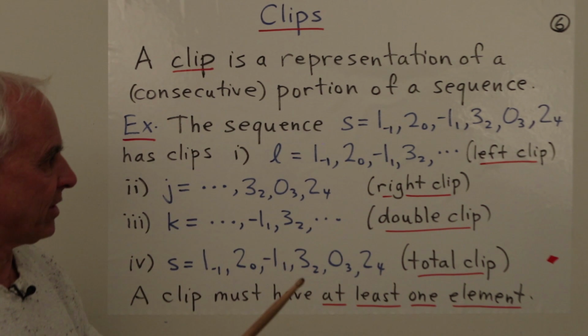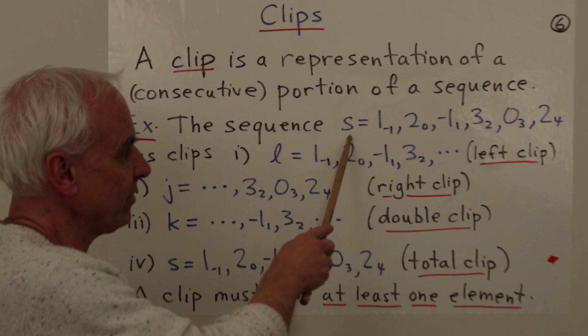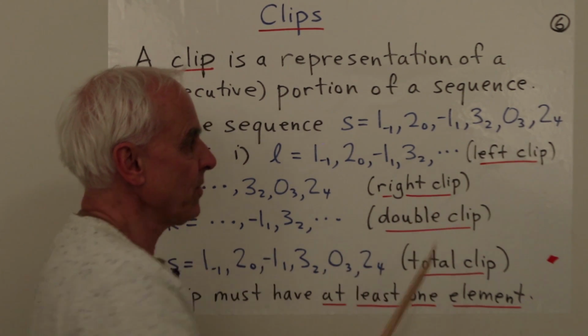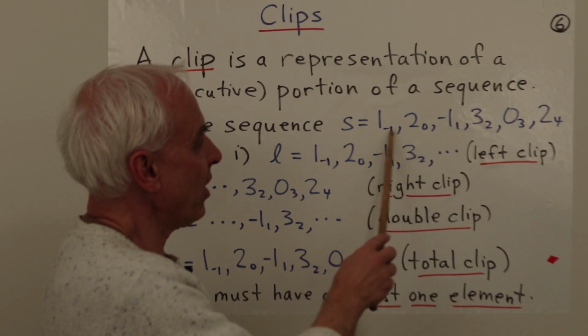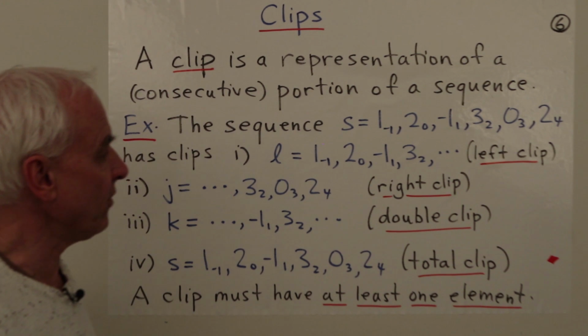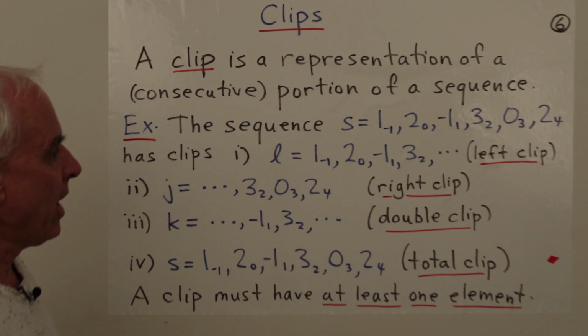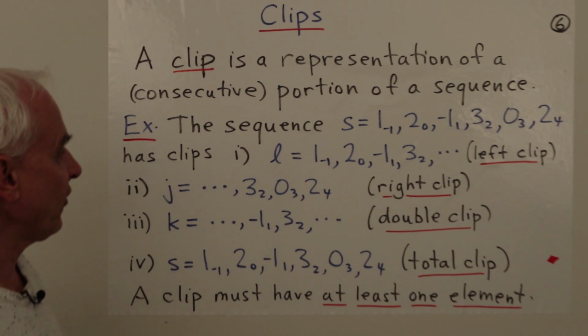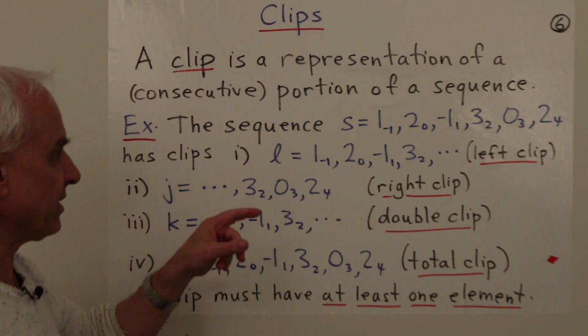So let me illustrate that. Here's a sequence, s equals 1, 2, minus 1, 3, 0, 2. It's a sequence on the chain from minus 1 to 4. That's a sequence which has 6 elements. Here are some clips from it.